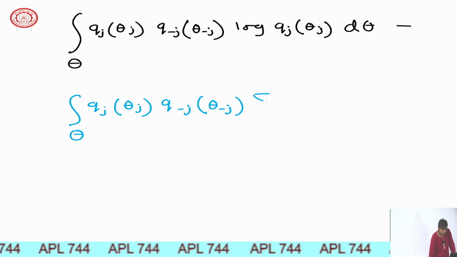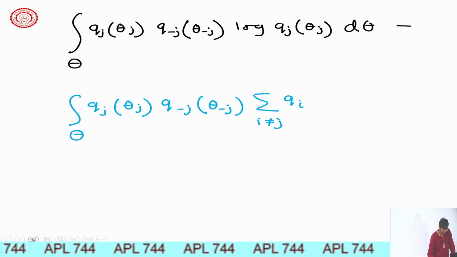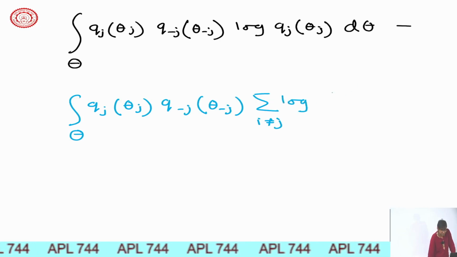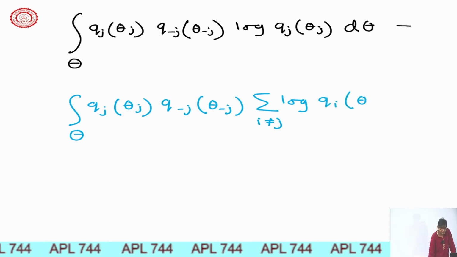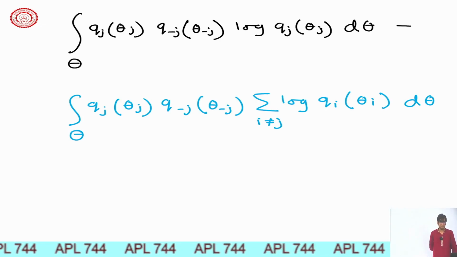So summation over i not equal to j, q of qi log qi, sorry, please let me know if you spot any mistake because I am writing it without going back to the previous slide. Log of qi theta i d theta. Okay, the expression is correct. If there is any mistake, please point it out.